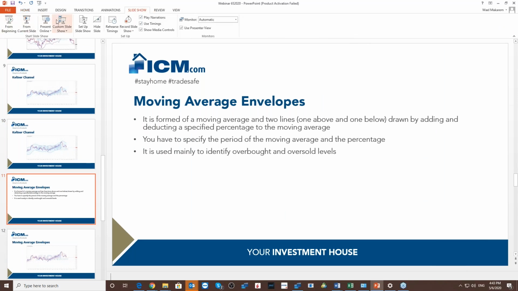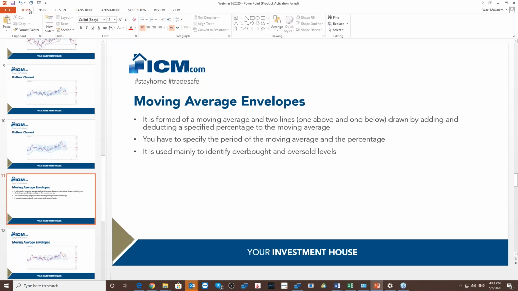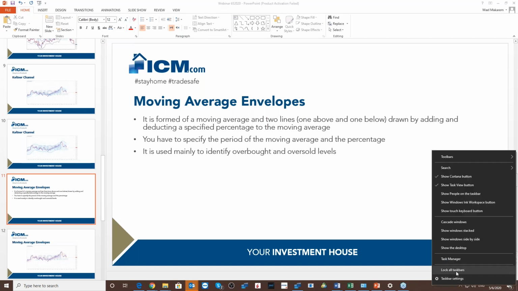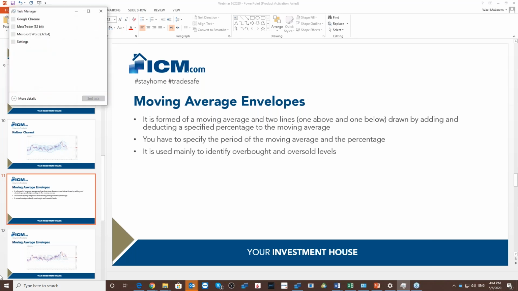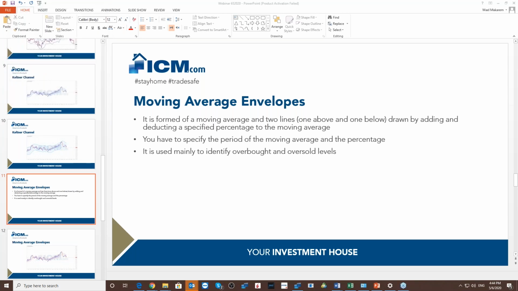Basically, we are going forward with two more types of tools. The next one is the moving average envelopes. From the name itself, you can understand that it's combined with a moving average. So it is formed of a moving average and two lines, one above and one below, drawn by adding and deducting a specified percentage to the moving average.